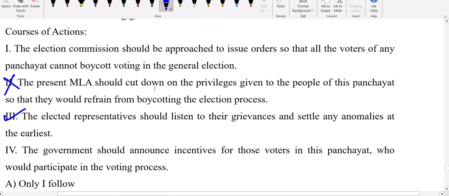Next one: the government should announce incentives for those voters who would participate. That's also not correct. They may give incentives, but whether they participate or not, we don't know, right? We have to know what their issue is. If it is genuine, let's try to sort it out at the earliest, or when it can be done, we have to go and talk to them. It's not about giving incentives, like, if you come and vote, we'll give 5,000. It's not the thing. So that's not correct. Issuing an order also is not right. If you issue an order without knowing what the problem is, you just make it mandatory that you should come and attend. It's not that. We have to listen to them, right?